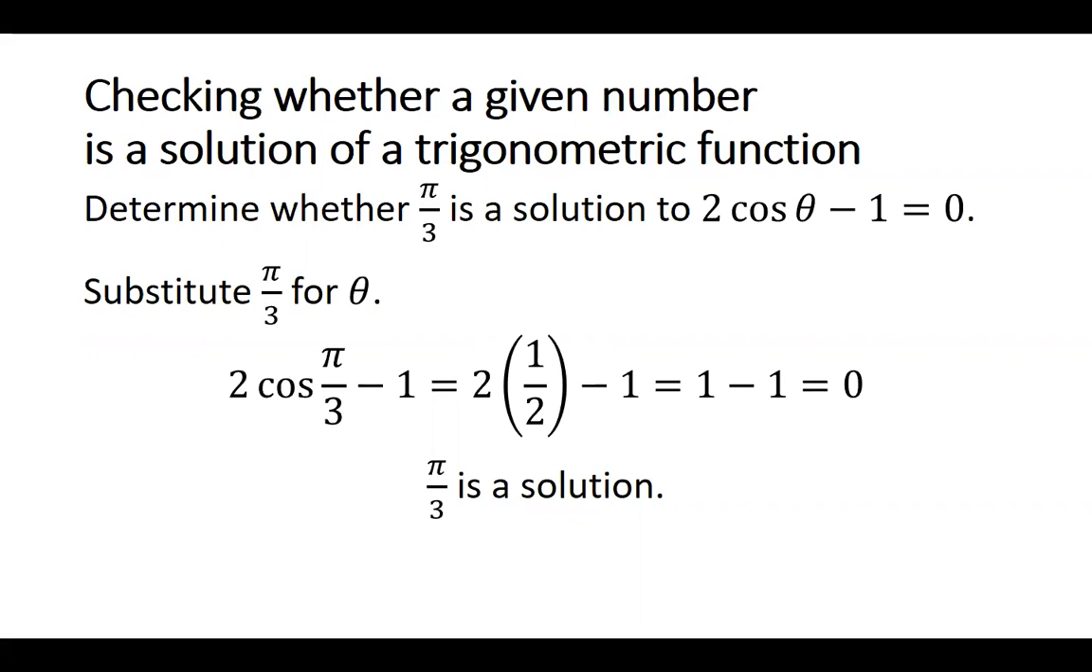If we had plugged in something else, pi over 4, then we would find that pi over 4 is not a solution, because cosine of pi over 4 is, well, pi over 4 is 45 degrees. So that would be square root of 2 over 2. 2 times the square root of 2 over 2 is 2 square root of 2 over 2, or so square root of 2 minus 1 is not equal to 0. So I had to wing that and do that in my head.